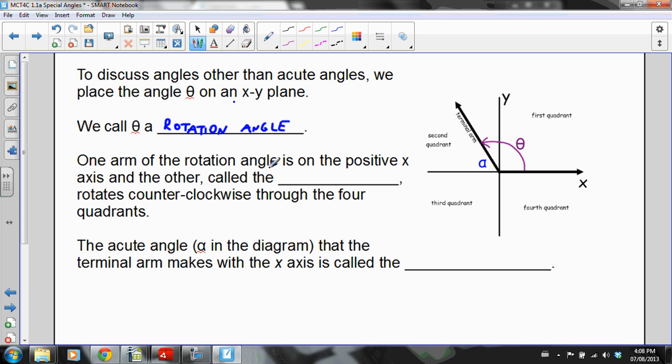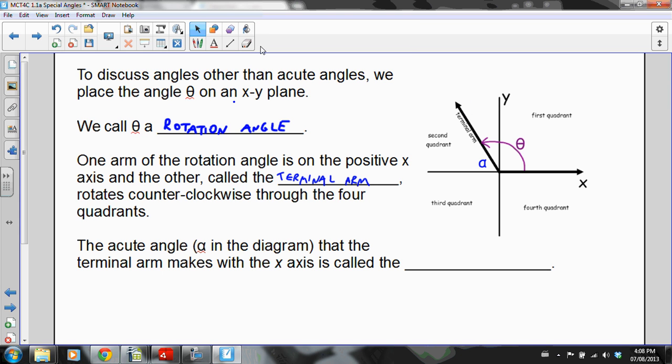One arm of the rotation angle is on the positive x-axis. We always start there on the positive x-axis, and then the angle rotates out from there. The other arm is called the terminal arm. It's labeled there, but we'll write that right here, terminal arm. It rotates counterclockwise through the four quadrants. So this is a rotation angle of 0 if this arm was there, and then it rotates through.